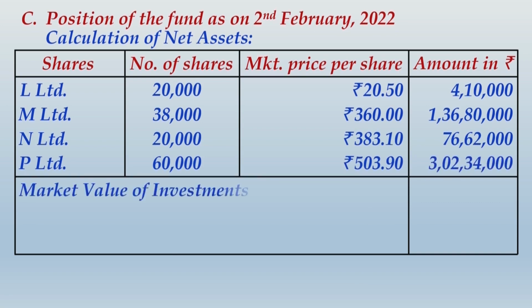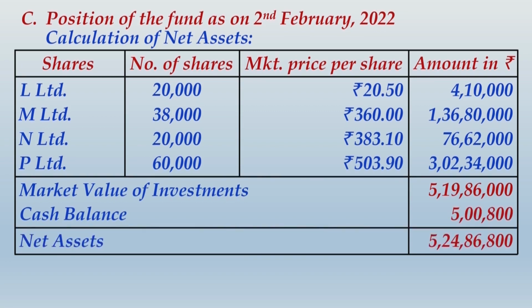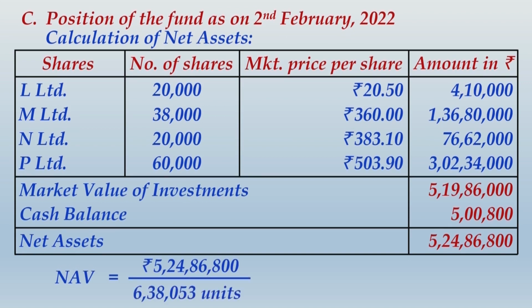So this will be the market value of investment. The cash balance that was lying with you on 1st February remains the same on 2nd February because there were no separate transactions informed, and the net asset value comes to 5 crore 24 lakh 86,800. Dividing that by the same number of units, you get the revised NAV per unit as rupees 82.26 per unit. So please write up this whole thing and that will be the end of the solution.